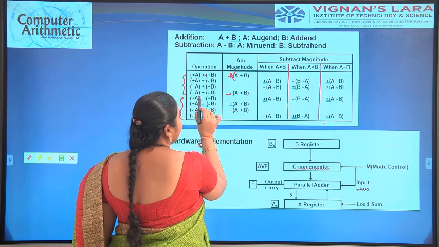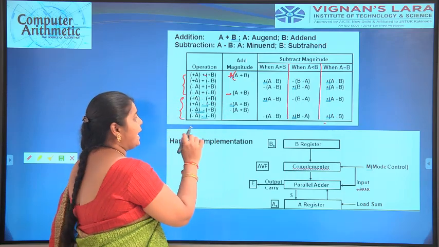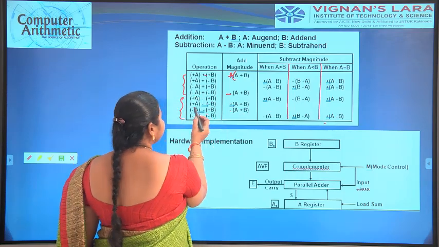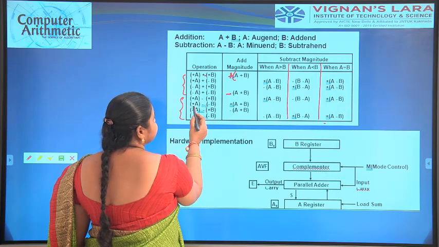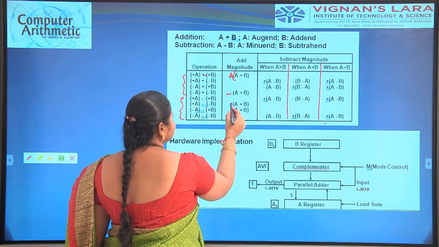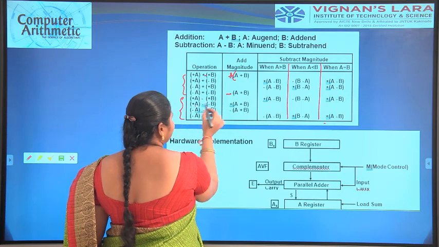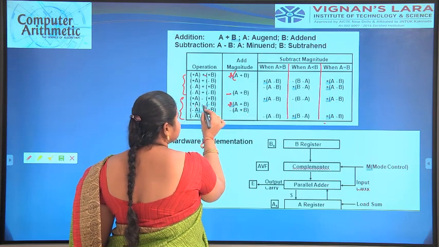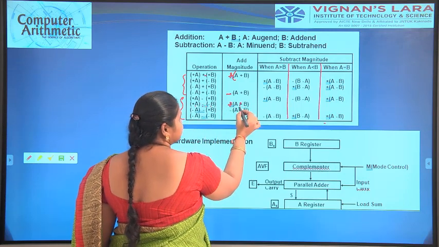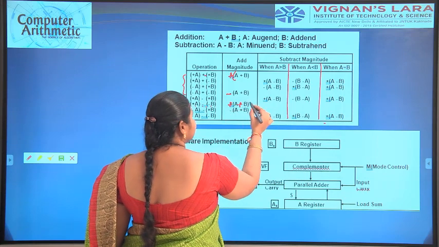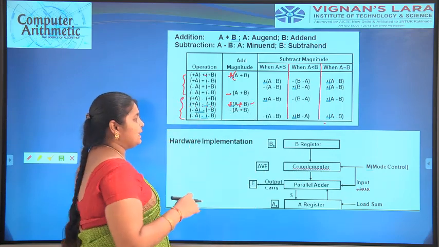We have to add both A and B, A plus B. Here both are different signs. Here the highest value is plus. Plus, minus into minus, plus. That's why the resultant is plus of A plus B.